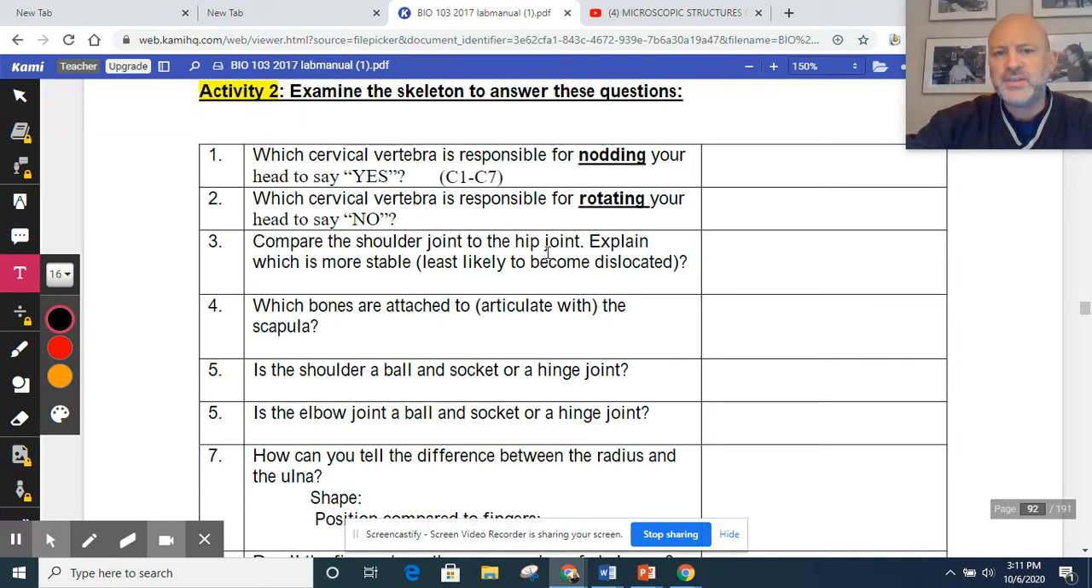Compare the shoulder joint to the hip joint. Explain which is more stable. Well, the shoulder joint and the hip joint, they're both ball and socket joints. However, the shoulder joint has more movement allowed to it. You could move your shoulder in a greater circle than you can your hip. The hip joint would be much more stable and least likely to become dislocated because there's a lot more muscle there. Because you're walking, that joint supports a lot more weight all the time, so it's a much stronger joint.